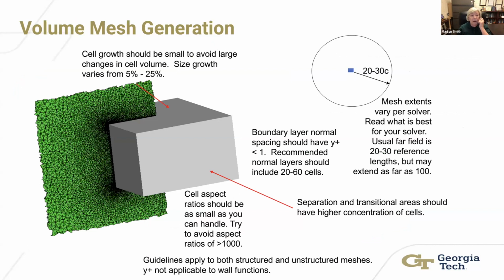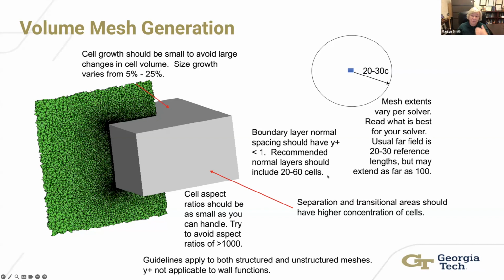For your volume, avoid large changes in cell size. Your growth should be 5 to 25%. Watch your cell aspect ratios. If you know you're going to have separation or transition, you need more points in those areas. Again, mesh extents have to go out far enough so that you don't have reflections, potentially, depending on your code, from your outer boundaries. Take a look at things like this, okay? And of course, you need to have sufficient points in the boundary layer.